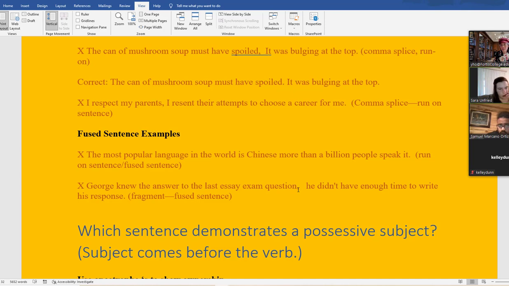Okay, and what else do I need? Would you say "but" beforehand? You knew the answer, but you didn't have enough time. Correct. Now it is a correct sentence, because then it becomes a compound sentence. So right now I've got to make it so it becomes a fused sentence.